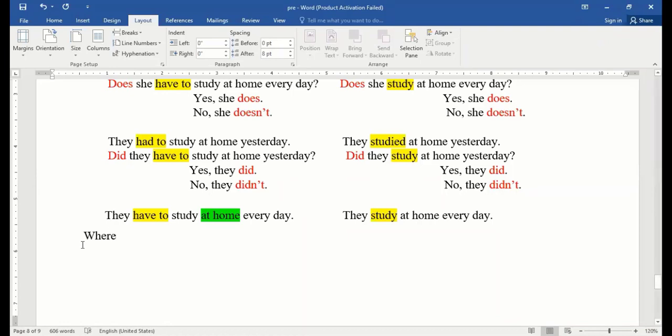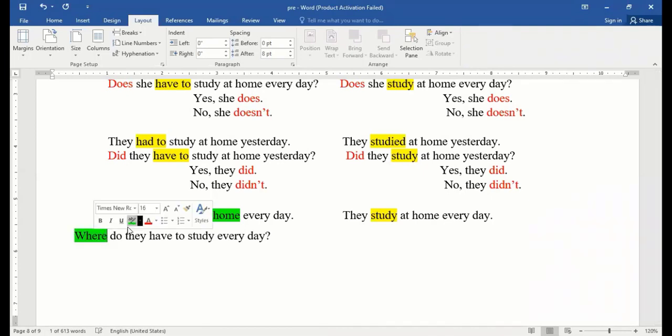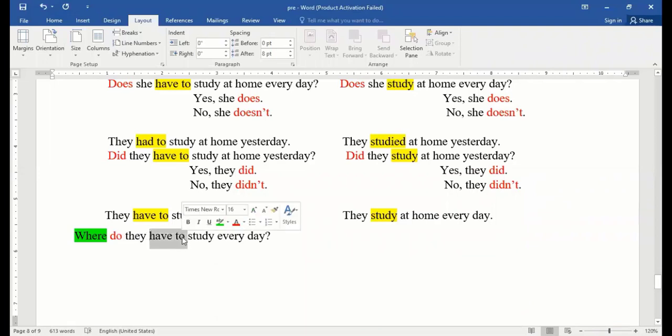After that, the order will be the same. Where do they have to study every day? So again, we have do, and we have to, study every day. The same order. Here we say did they have to study, or do they have to study? The same order, but we put a WH question word at the beginning, and the answer we delete, of course, from the question.